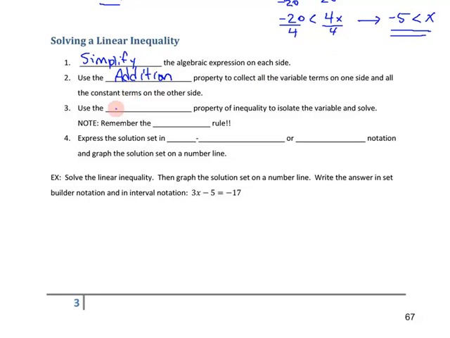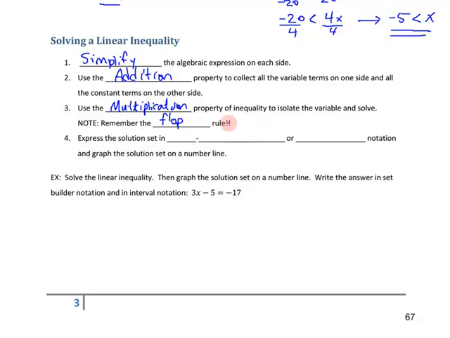Next, we're going to use the multiplication properties. Meaning that we actually have two of these: the multiplication property for positives and for negatives. In other words, we need to remember the flop rule. But that gets the variable by itself. That takes the coefficient off of it, thus solving the inequality.